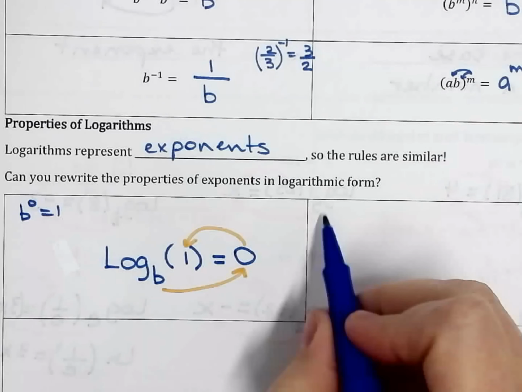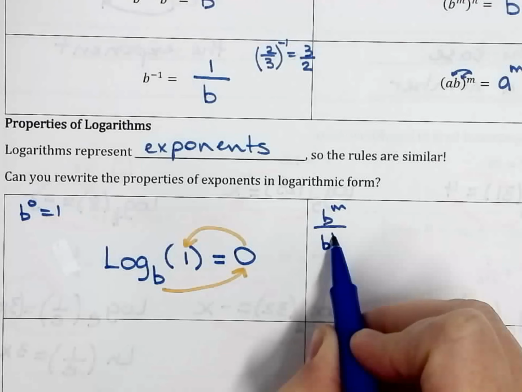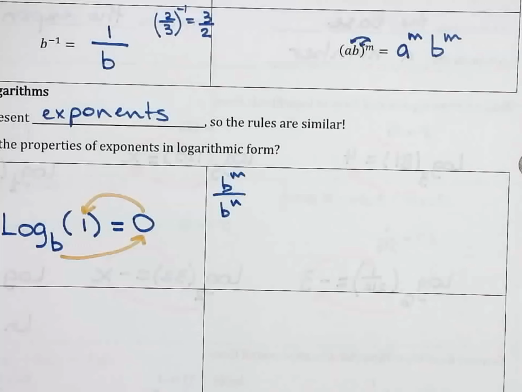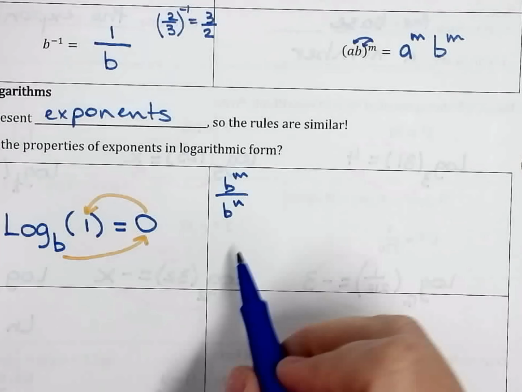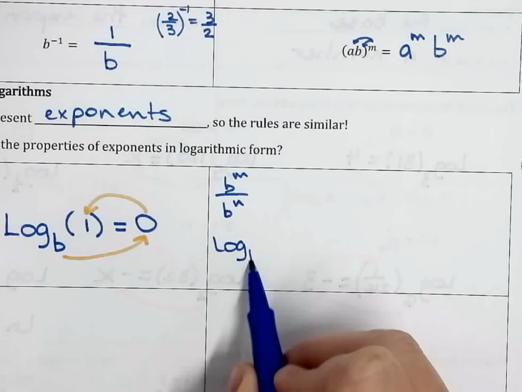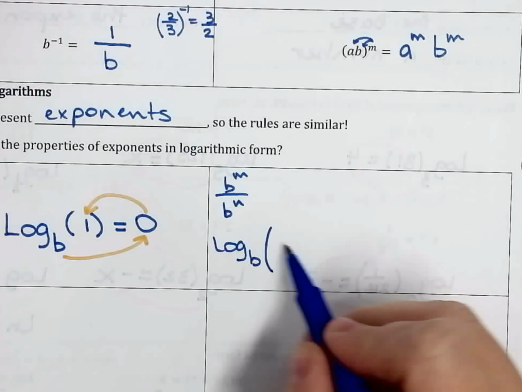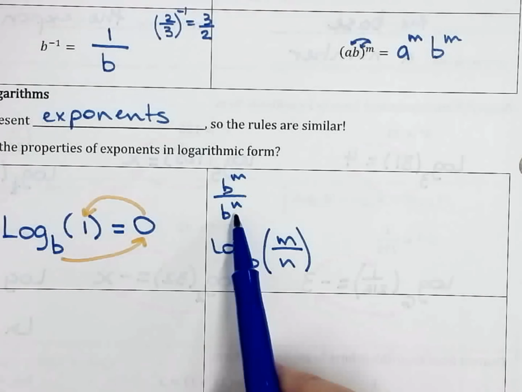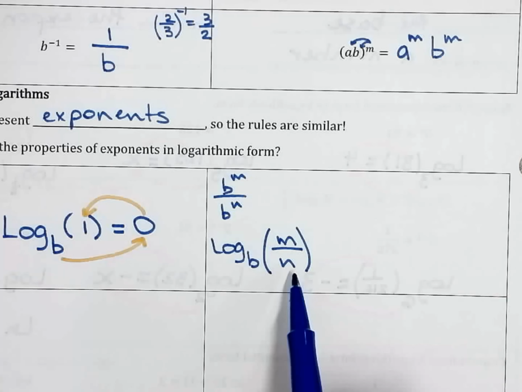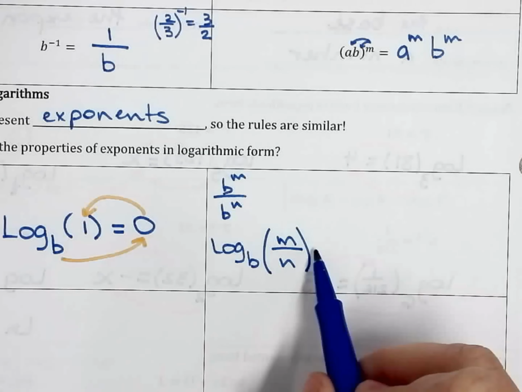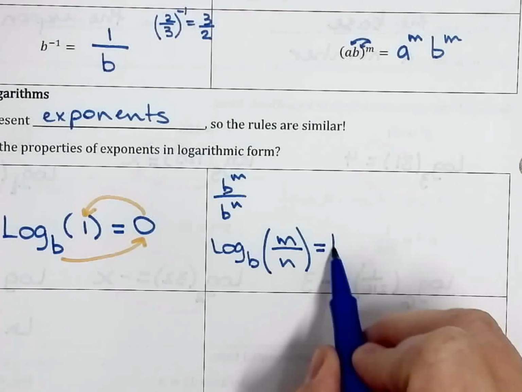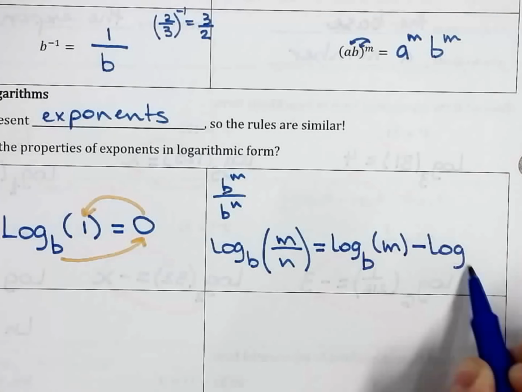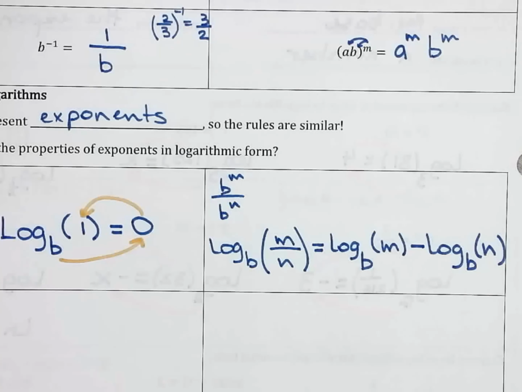So the next one we're going to compare, the division of exponents will be very similar to when you're dividing with logs. So log base b of m over n. So here, when you divide, you subtract the exponents, here is not going to be any different. So when you divide the argument, you're going to subtract them. So log base b of m minus log base b of n. Okay?